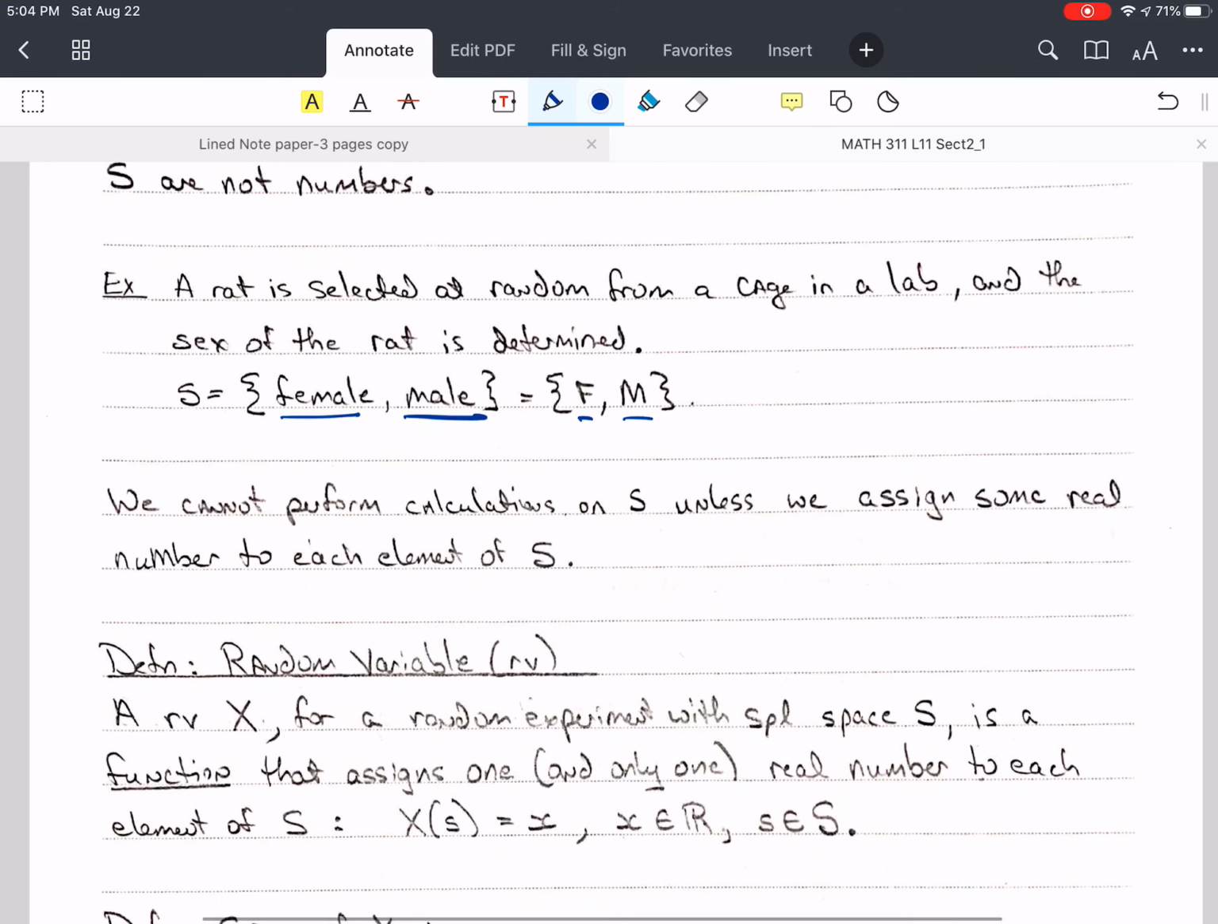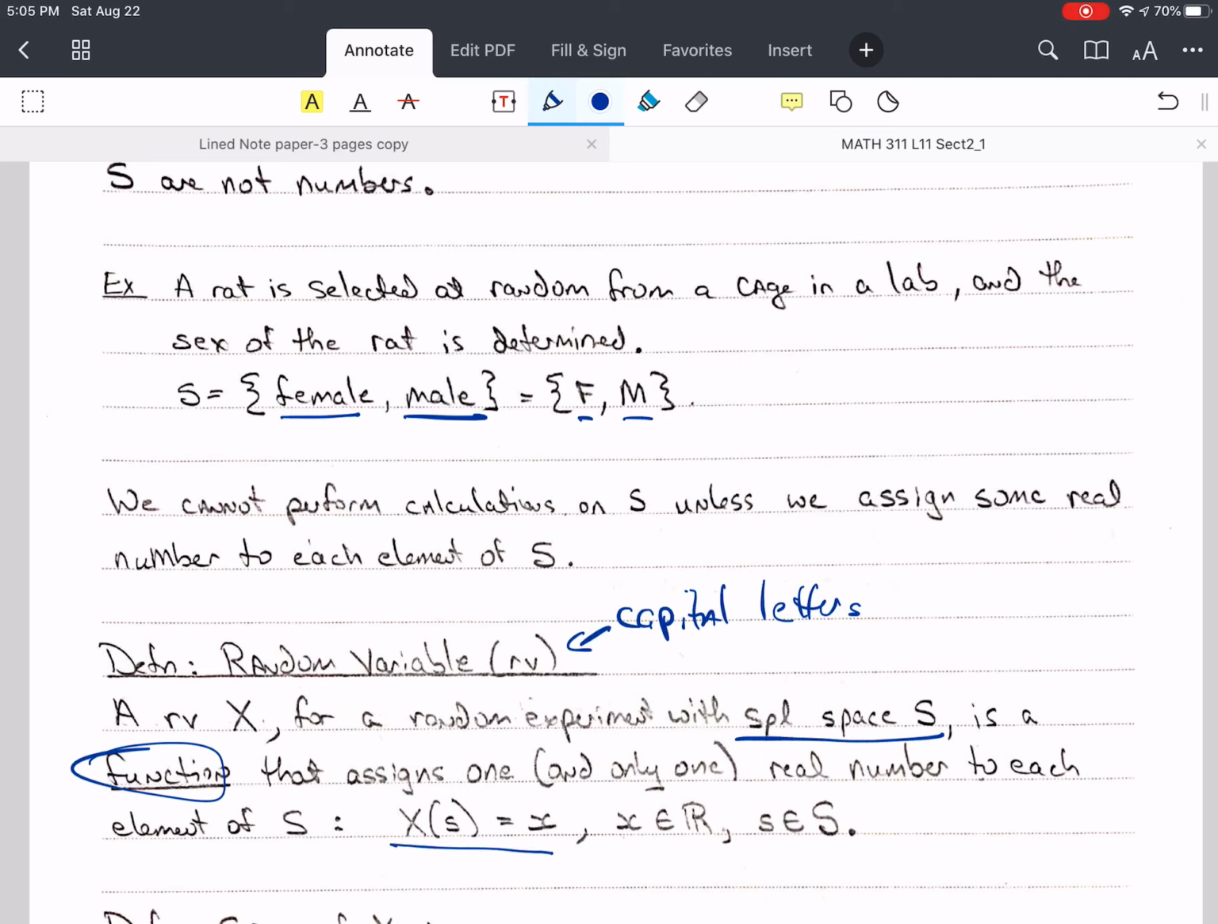So that brings us to the definition of a random variable. A random variable X, we use capital letters, usually near the end of the alphabet, like X, Y, Z, T, S, etc. A random variable X, for a random experiment with sample space S, is a function, and that may surprise you, but it's a function that assigns one, and only one, real number to each element of S. So basically, X of s, little s, that's an element of S, gives us x, where x is some real number, okay?